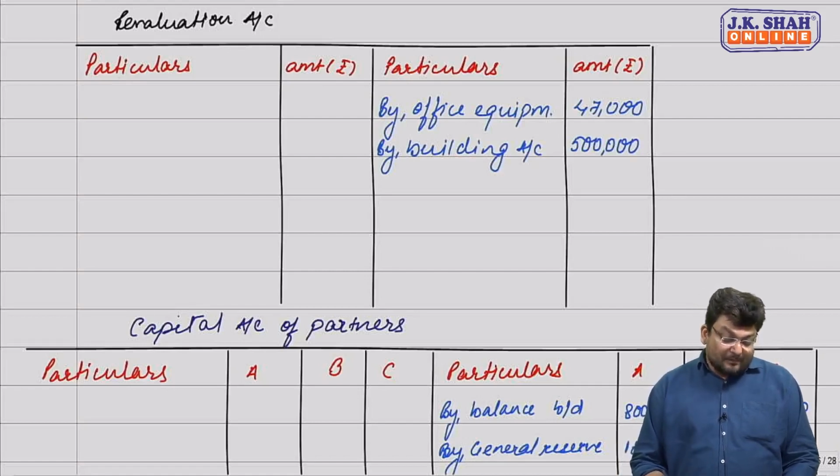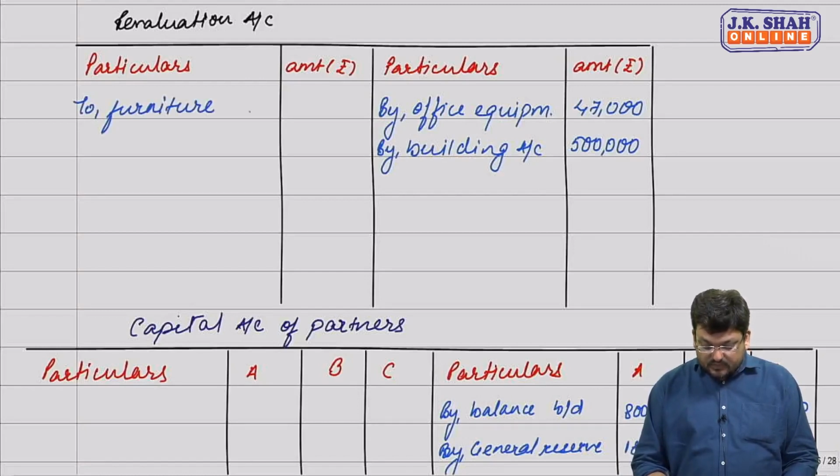Furniture is written down by 40,000. Entry will be revaluation to furniture. Furniture value has to be reduced by 40,000. Stock reduced to 2 lakh. So we need to reduce value of stock by 50,000. Revaluation to stock.